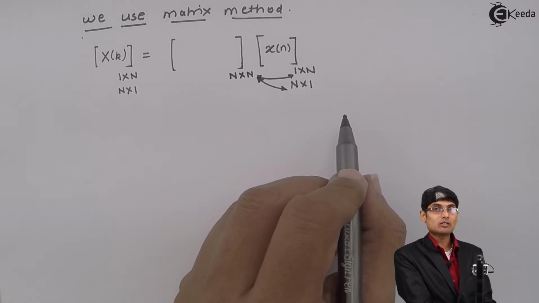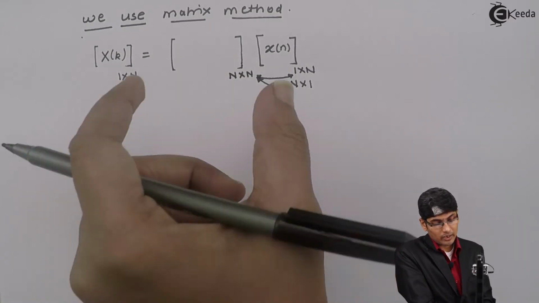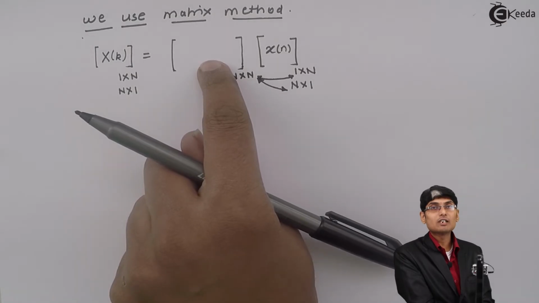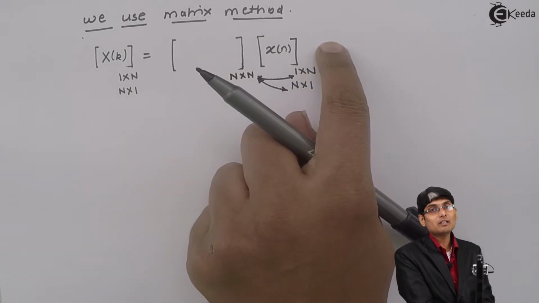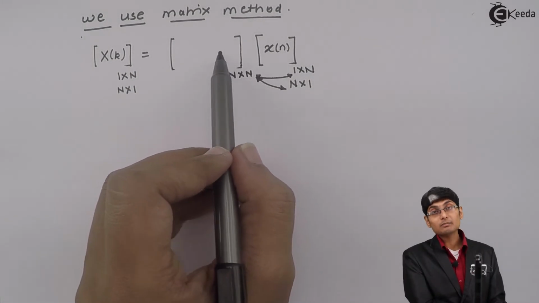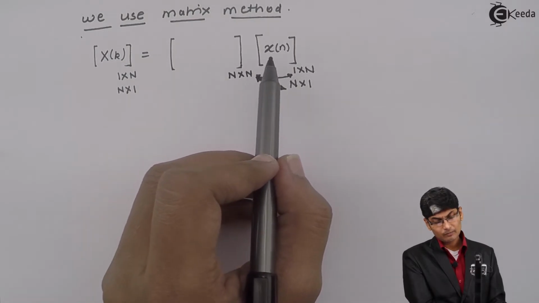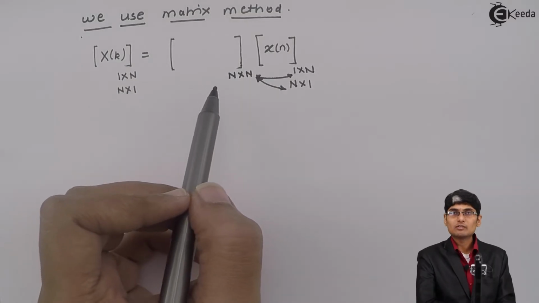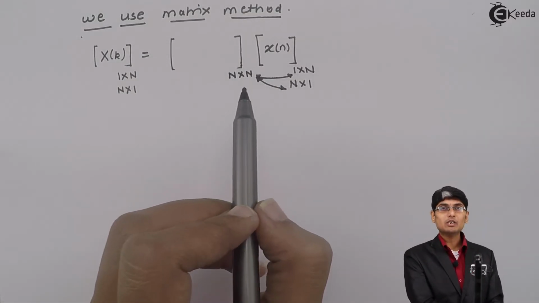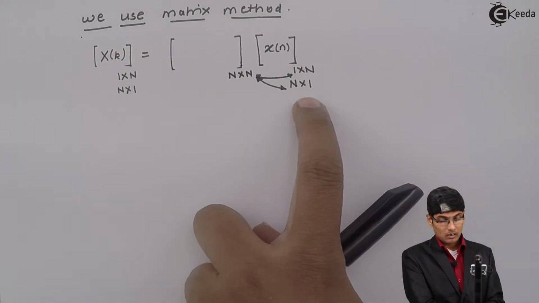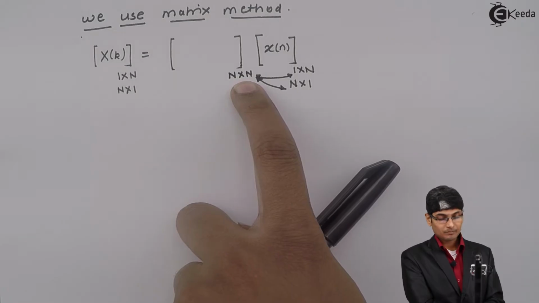Then how can I get 1 cross n? 1 cross n is simple, you interchange the positions of the matrices. You keep x of n first and you keep the n cross n matrix later, that will give me x of k as 1 cross n. Now if I interchange the positions, I am going to get the multiplication product as 1 cross n. So it is possible. So both the combinations are possible. In the given scenario, the only possible combination is n cross 1 multiplied by n cross n.